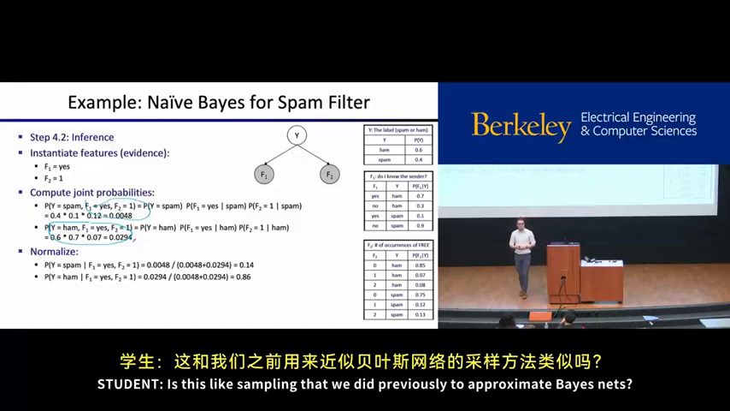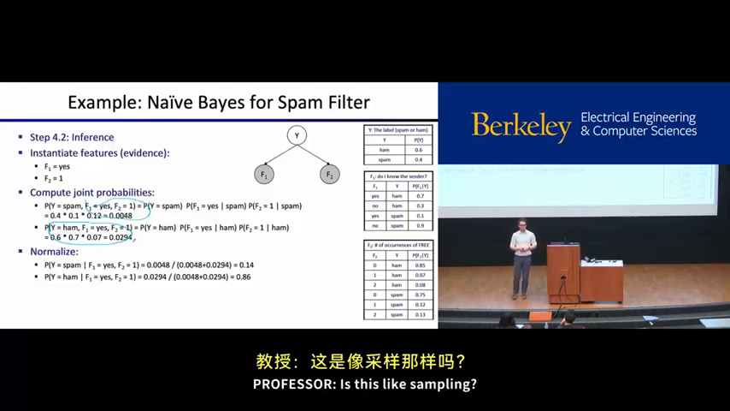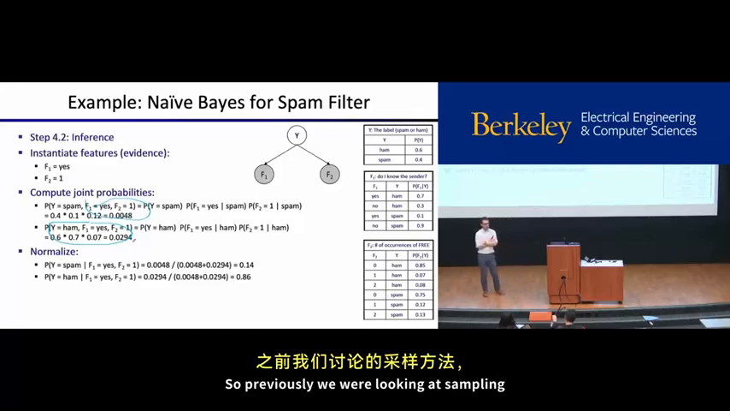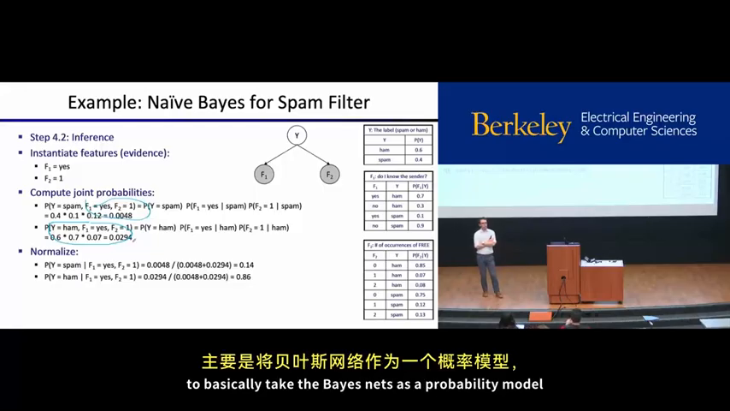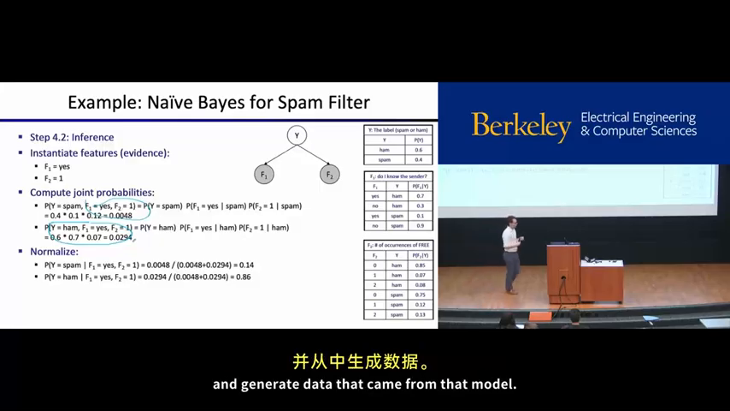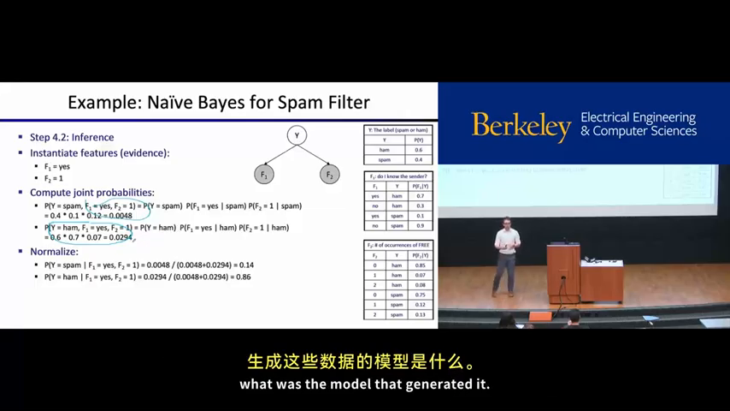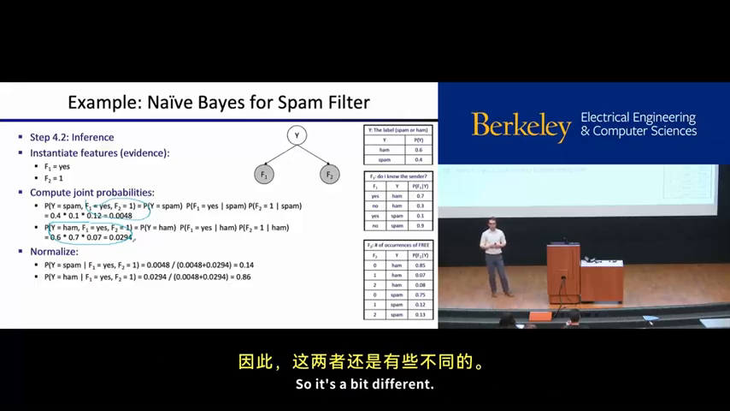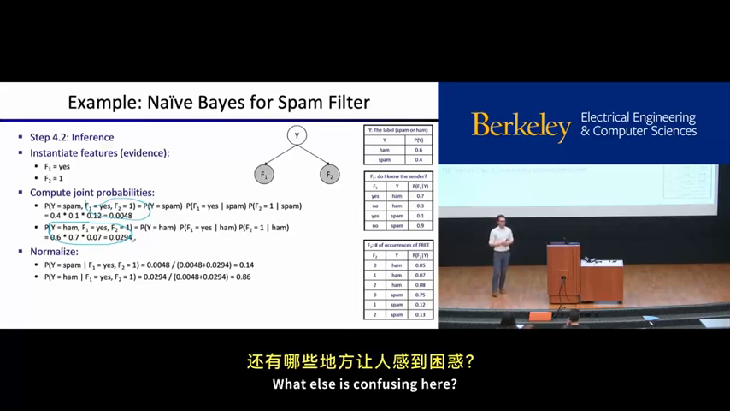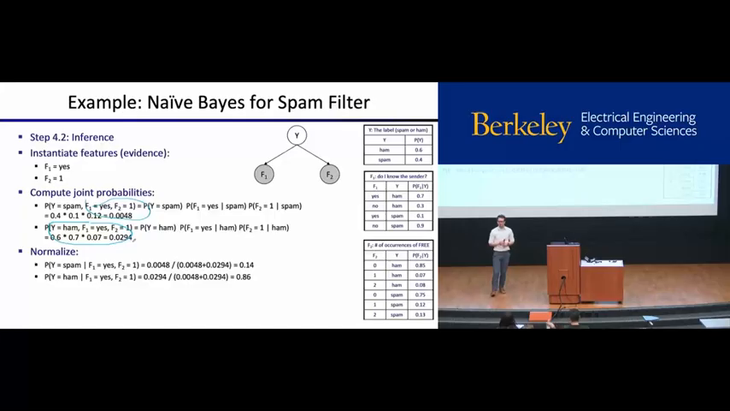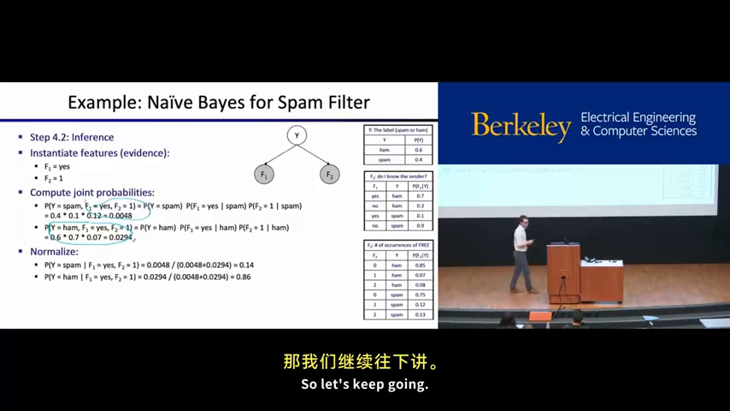Is this like the sampling that we did previously to approximate Bayes nets? Previously we were looking at sampling to take the Bayes net as a probability model and generate data that came from that model. Here we have data that came from the model, and we're trying to figure out what was the model that generated it. So it's a bit different. Other questions? What else is confusing here? Okay, great. So let's keep going.